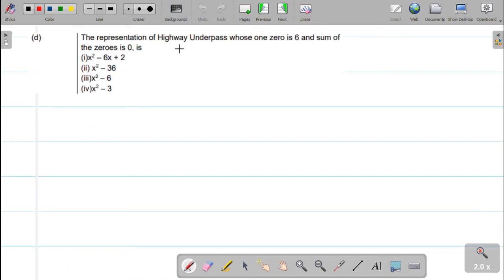The representation of a highway underpass, whose one zero is 6 and the sum of the zeros is 0. Okay, so let the zeros be 6, which is given to us, and alpha. And what is given to us? That the sum 6 plus alpha should be equal to 0. So alpha will automatically be minus 6.